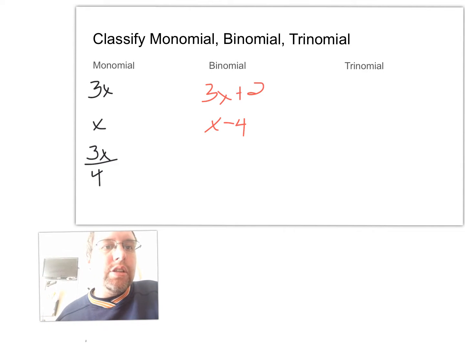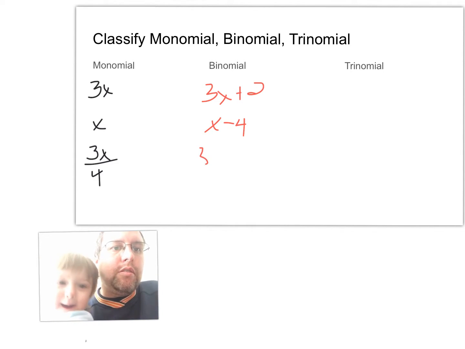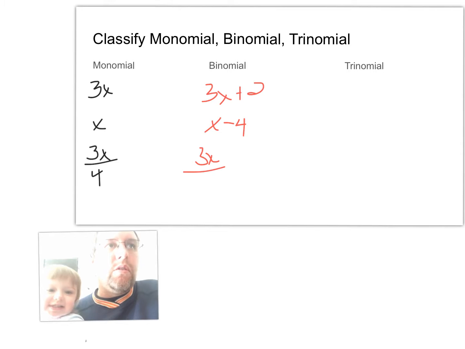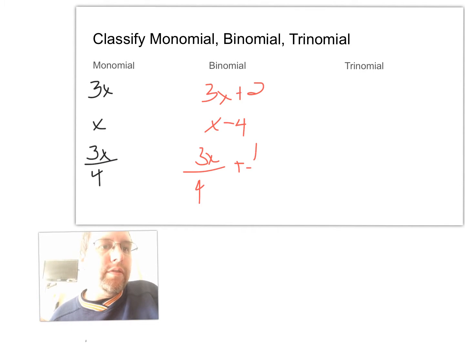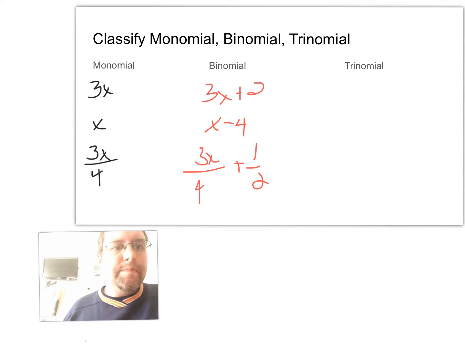And even with the fractions, let's say 3x over 4, so 2/4, plus, let's say 1/2. Okay, so that would be a binomial, 2 pieces.